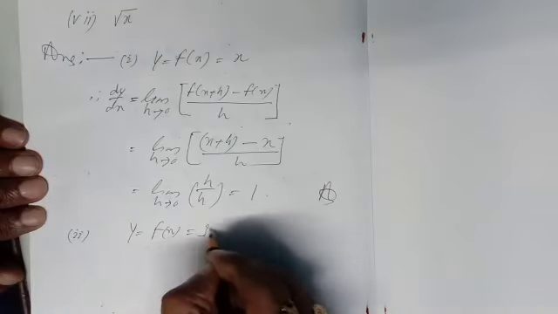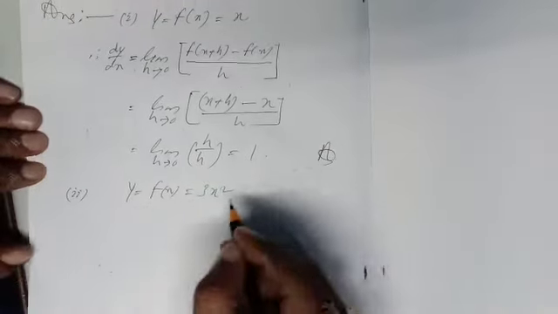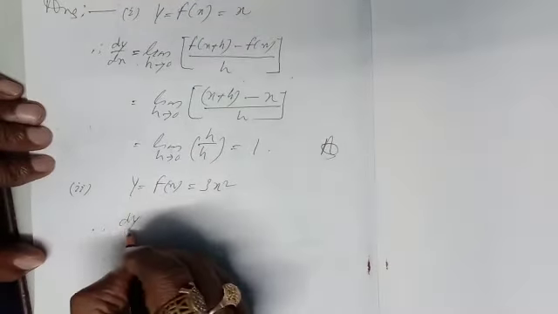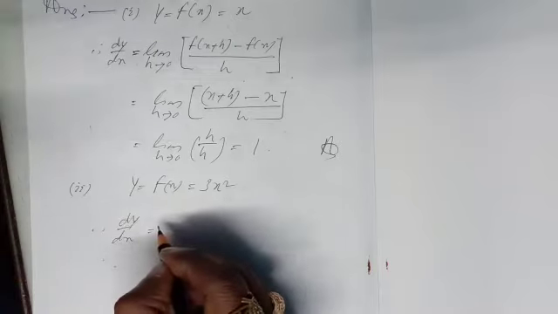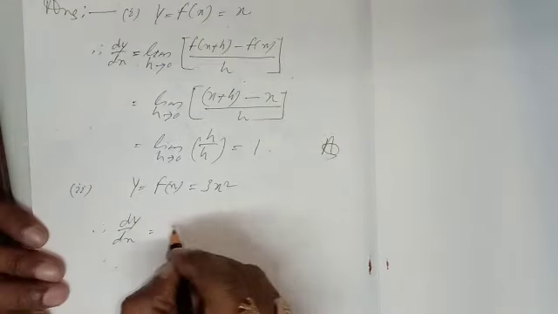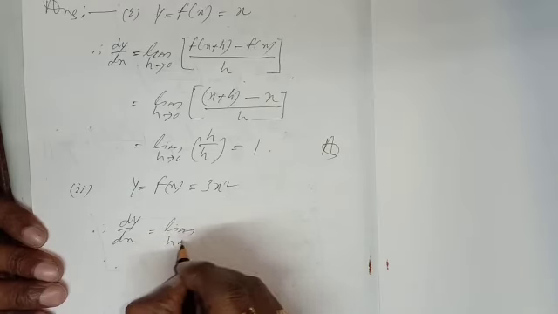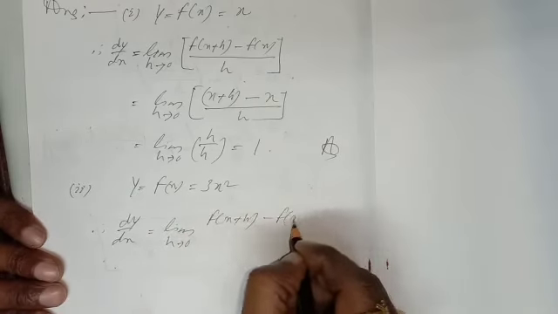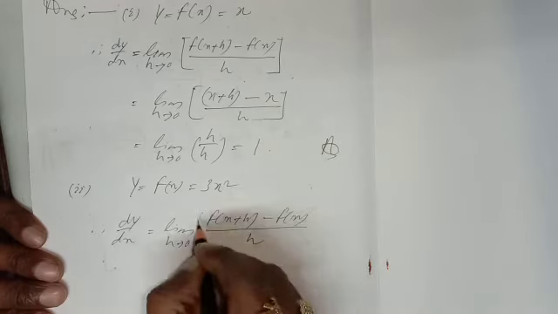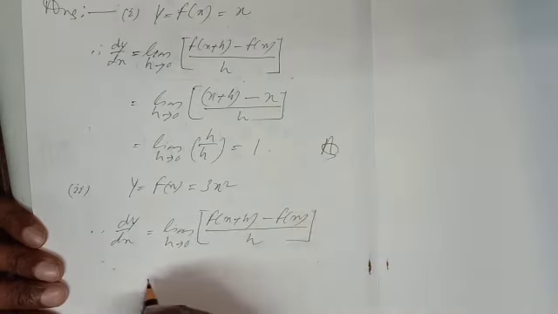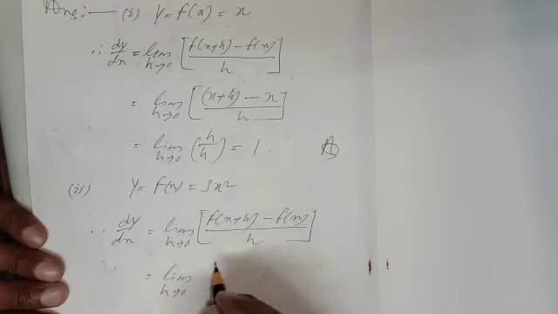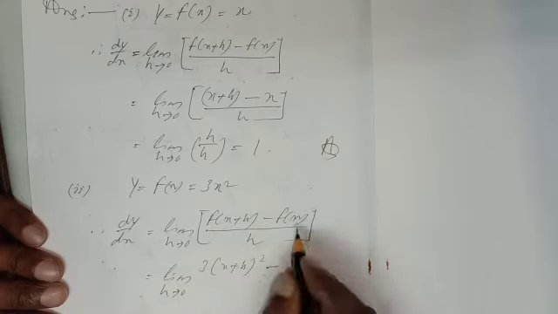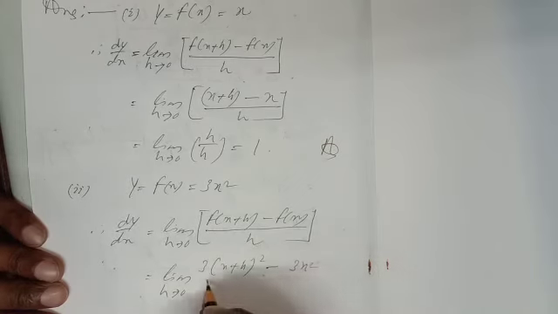Question number 2: f of x, that means y, is equal to f of x equal to 3x squared. You have to find dy by dx with the help of first principle. Therefore dy by dx will be limit h tends to 0, f of x plus h minus f of x by h. This is the formula required. After that you have to apply limit h tends to 0. This will be 3 times x plus h whole squared minus f of x, that is 3x squared, divided by h.